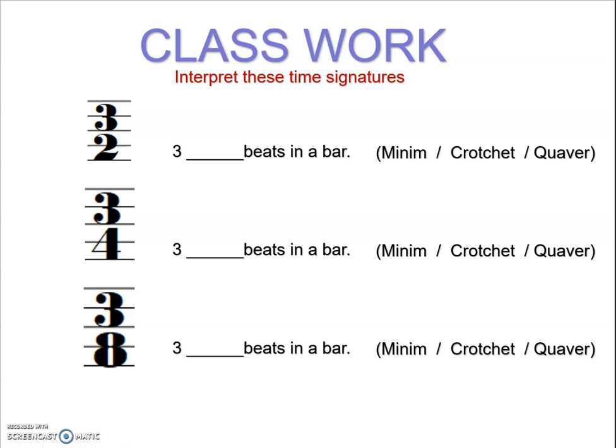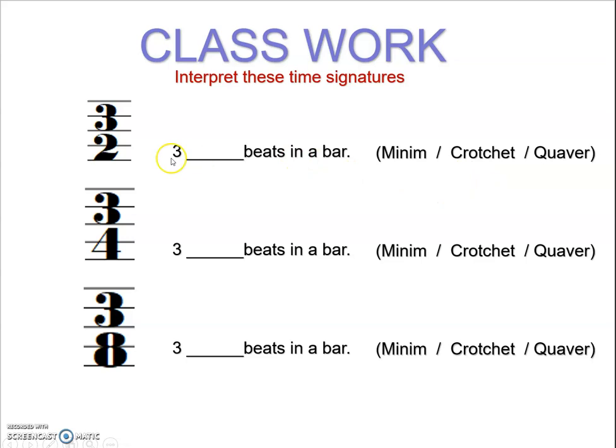Now let's attempt this. How do we interpret this? I need you to write out this time signature and then attempt. All you need to do is to fill in the correct answer from the options. What does 3 2 mean? 3 dash beats in a bar. Is it minim beats? Is it crotchet beats?